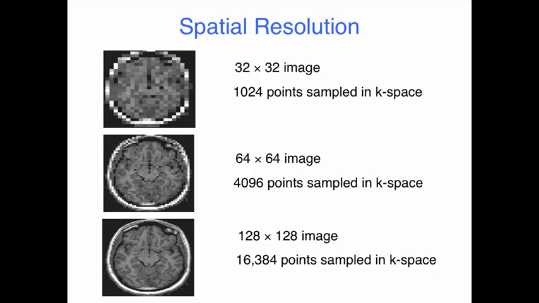Finally, if we go to a 128 by 128 image, we can make out very fine detail in the brain, but now we have to sample 16,000 points in K-space. So in order to make out this detail, we have to sample further and further in K-space in order to get these wave flows that can represent these fine boundaries.